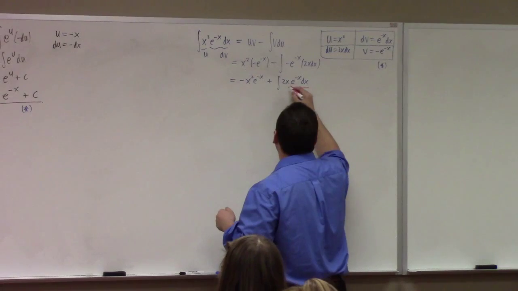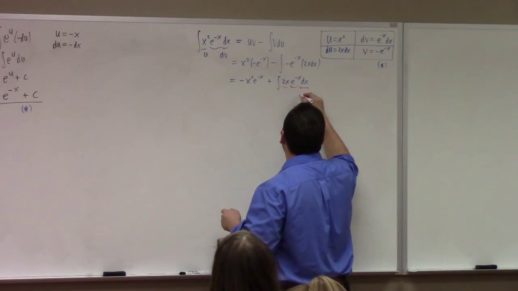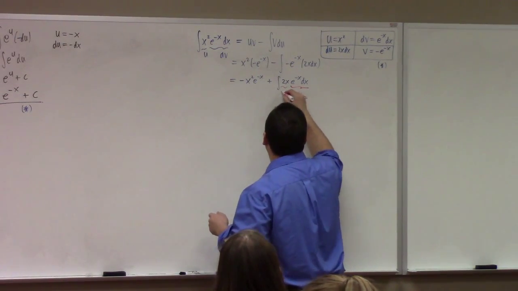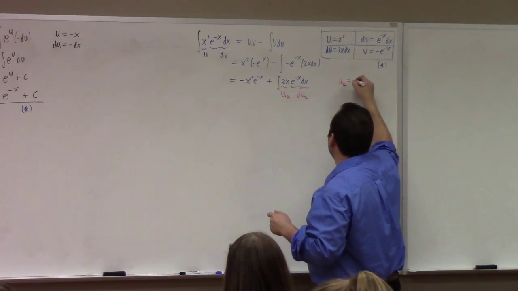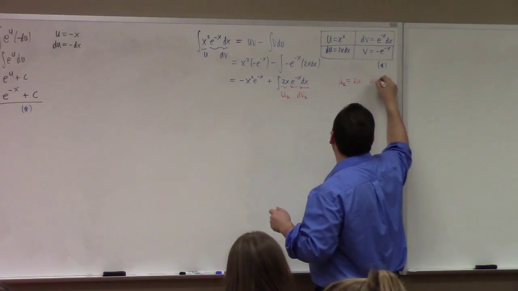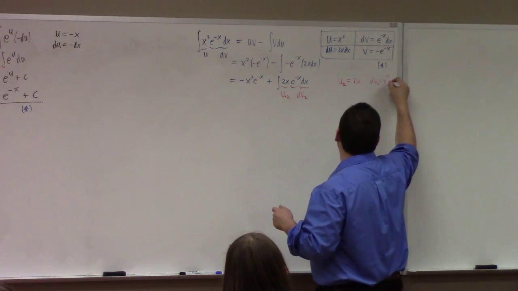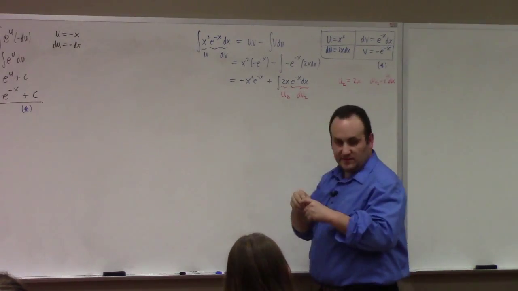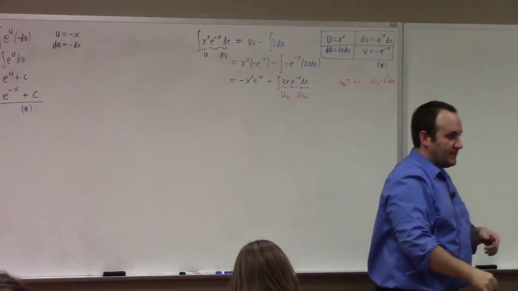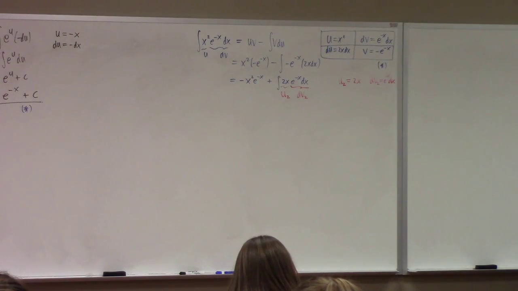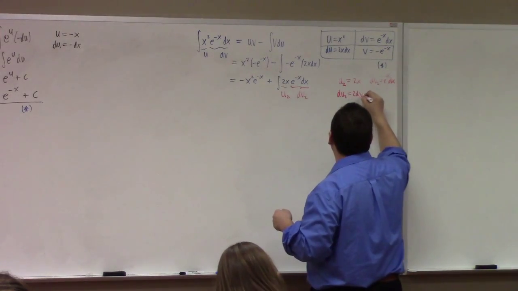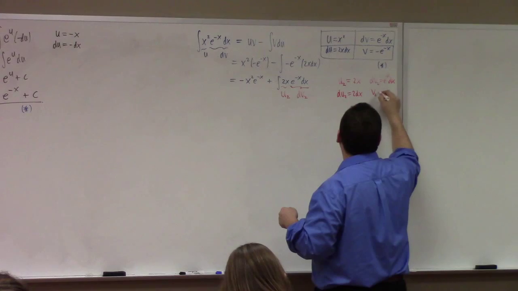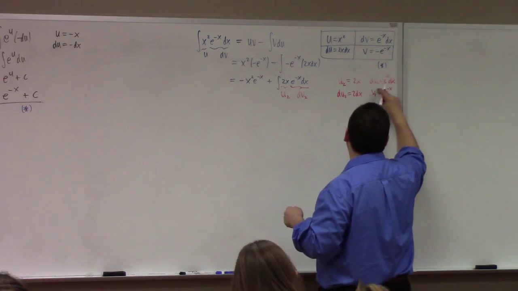To try to reduce the confusion, I'm going to call this one dv2, and I'll call this one u2. So u2 is equal to 2x, dv2 is e to the minus x dx. So du2 is 2dx, and v2 is minus e to the minus x again.